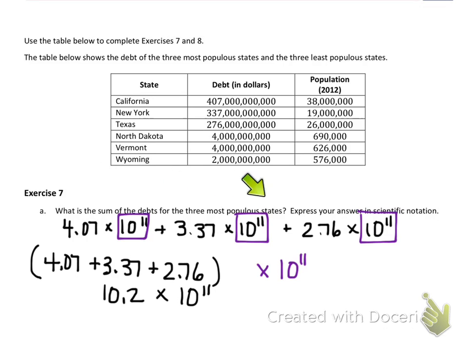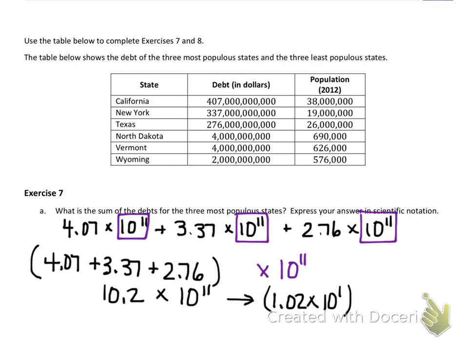Now the directions specifically say to express in scientific notation. The answer that I've come up with here is not in scientific notation. It has a decimal part and a power of 10, and it's a product, but this number is not less than 10. So I just have to adjust the power of 10. So here's how I do that. I think of 10.2 here as 1.02 times 10 to the first power. So if I see this 1.02 multiplied by 10, then I'm going to get this.